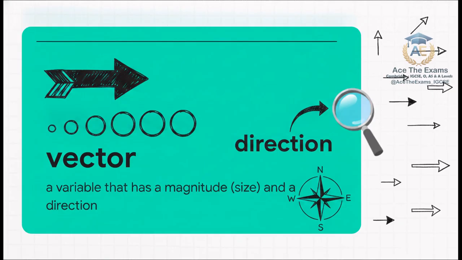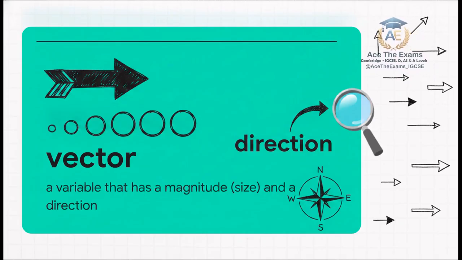To survive the exam, we have to define the key word exactly as Cambridge wants it. A vector is a variable that has a magnitude, meaning its size, and a direction. And let me tell you, that single word, direction, is exactly what separates a generic failing answer from a top band score. Momentum is a vector quantity, so its direction is always going to be that of the velocity.